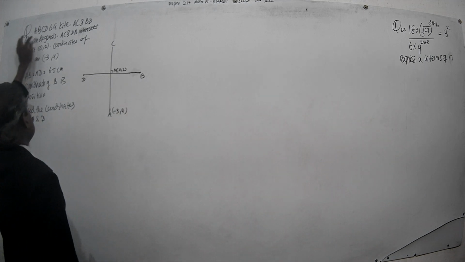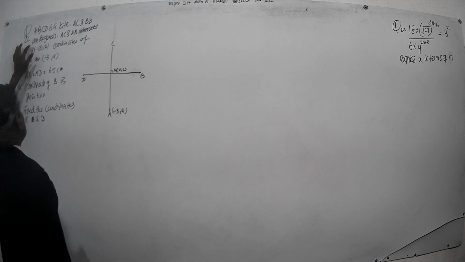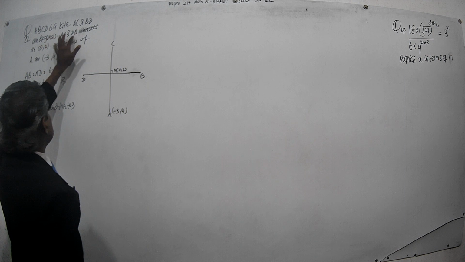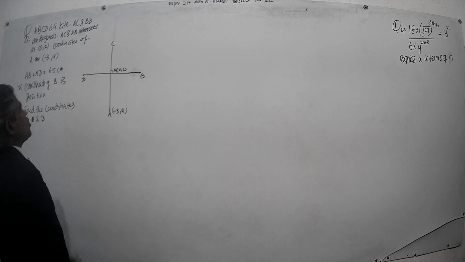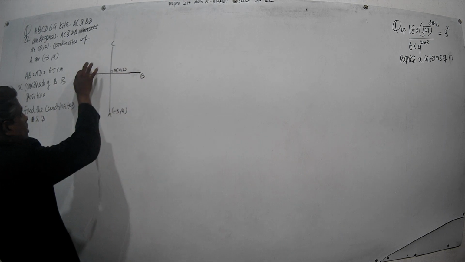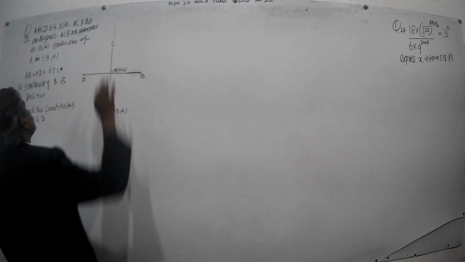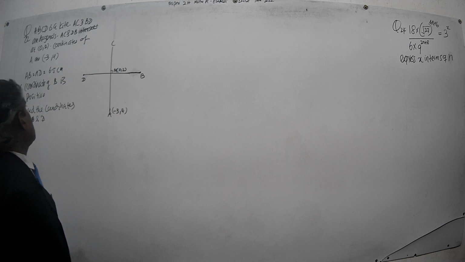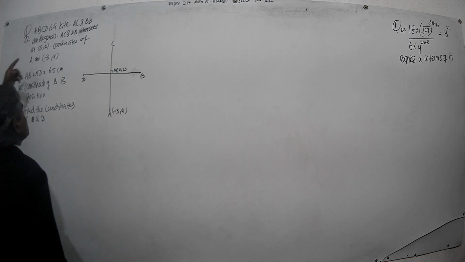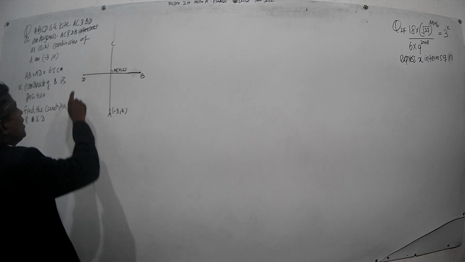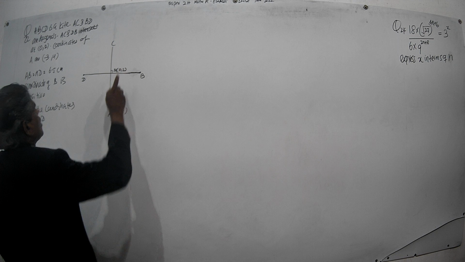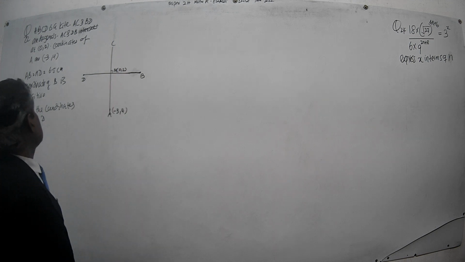Question 22 says ABCD is a kite. AC and BD are diagonals. AC and BD intersect at M (0, 2). Here, the AC and BD are diagonals of the kite, and it will look like this. Then they say the coordinates of A are (-3, 4). The coordinates of the intersection point of AC and DB, this two line intersection point, is M, (0, 2).